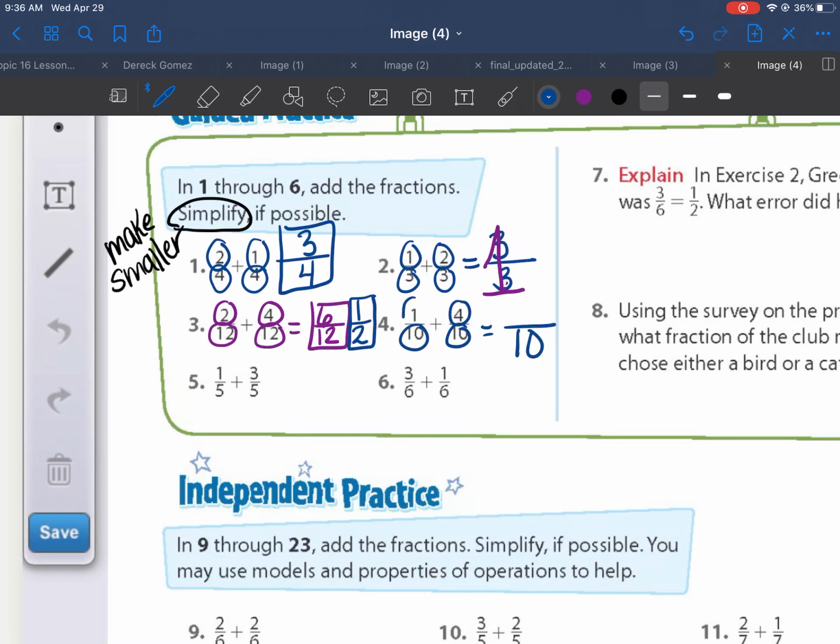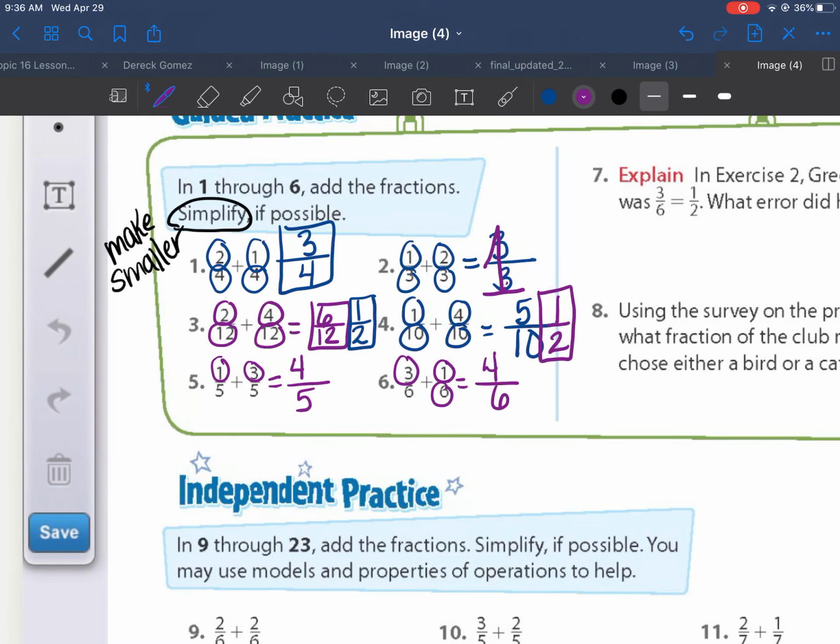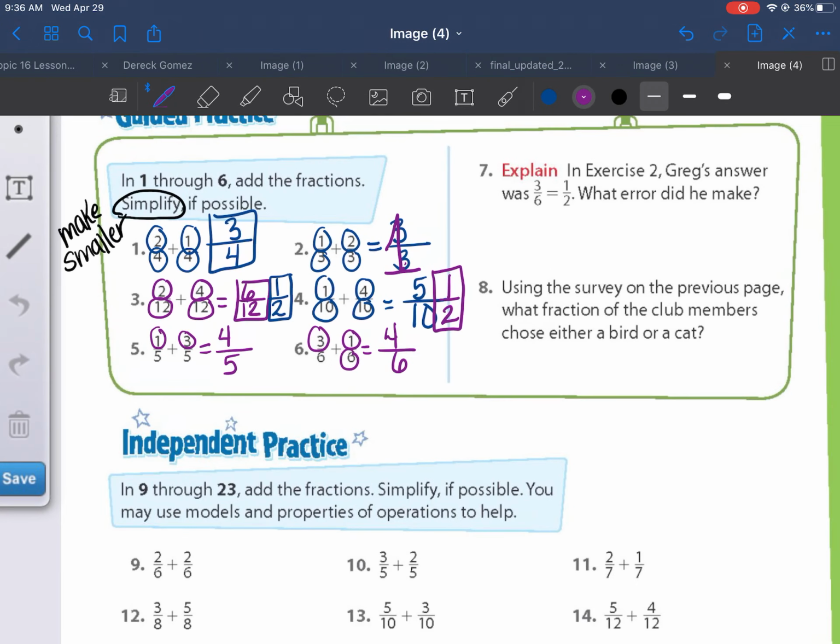Simplify. Number 4, denominator stays the same. 4 plus 1 is 5. Right away, 5 es la mitad de 10. It's half, so it becomes 1/2. Number 5, denominator stays the same. 3 plus 1 is 4. Number 6, denominator stays the same. 3 plus 1 is 4.